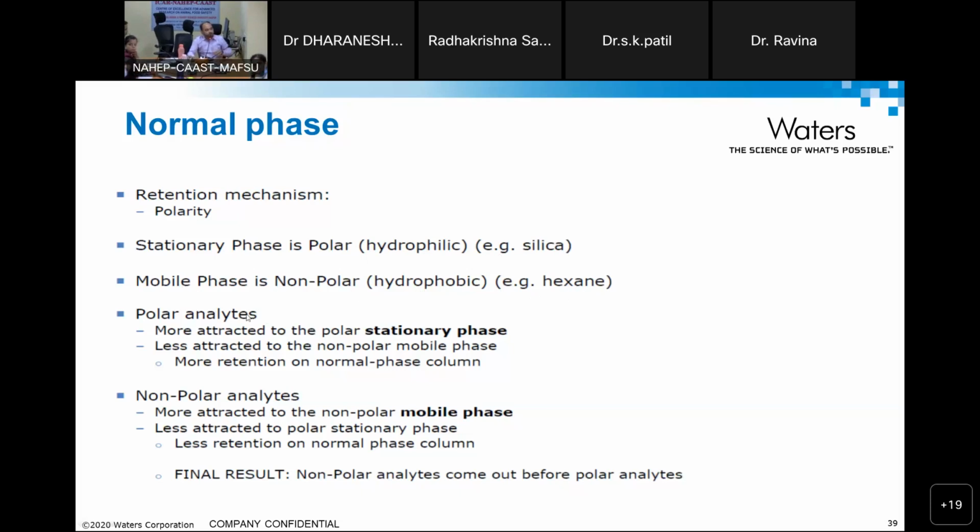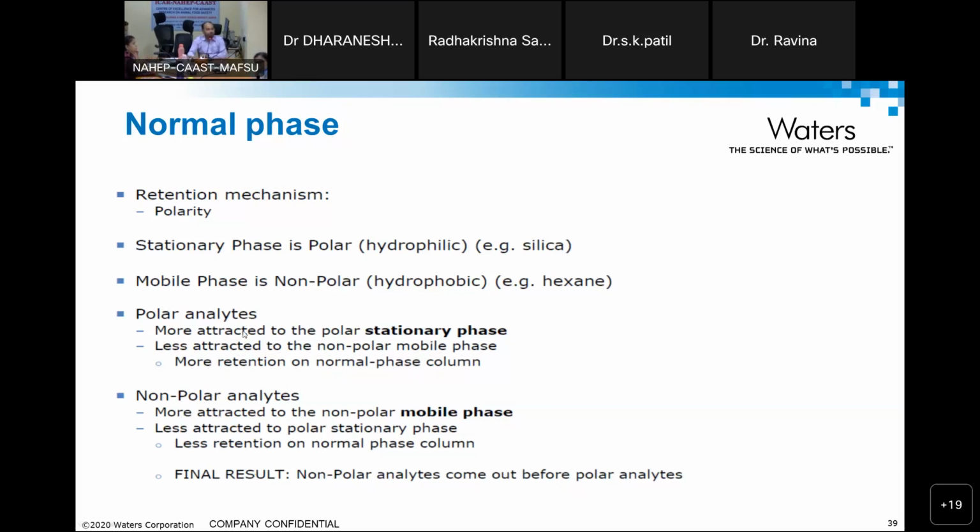Okay, so again, in case of polar analytes, when you analyze them on normal phase chromatography, they would be more attracted to the polar stationary phase, and less attracted to the non-polar mobile phase, and hence they will show more retention on the normal phase column. Similarly, for non-polar analytes, it will be exactly opposite. They will be more attracted to the non-polar mobile phase and less attracted to the polar stationary phase, and hence they will have less retention on the normal phase column.